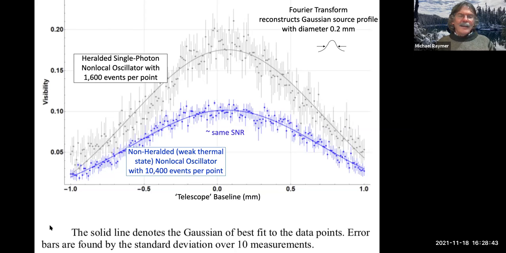That little inset, did you put that there for Mike? Which one? Fourier transform reconstructs Gaussian source profile. Well, yeah, I can comment on that. Thank you. There's an inset up there. So when Matt takes this data here, visibility as a function of baseline, and does a Fourier transform, he reconstructs the actual source back at the diffusing rotating screen, and he gets the correct result, which is a single Gaussian peak with a diameter of about 0.2 millimeters. So again, semi-quantitatively, it shows that the method actually does what you want it to do. So the next thing we have to do is a binary source and then more complicated sources. Thank you for that question.